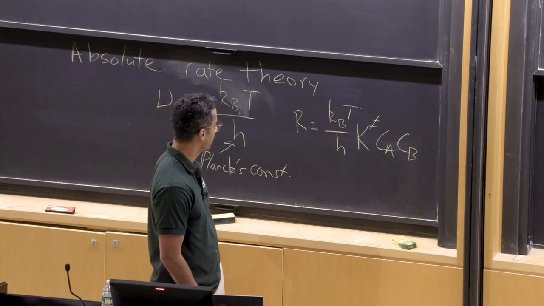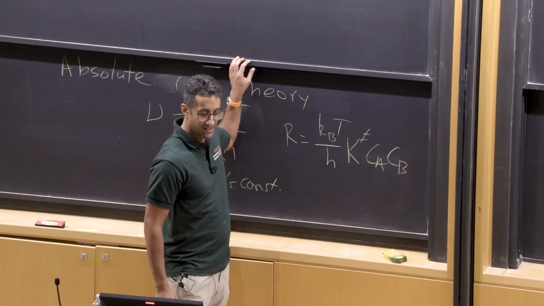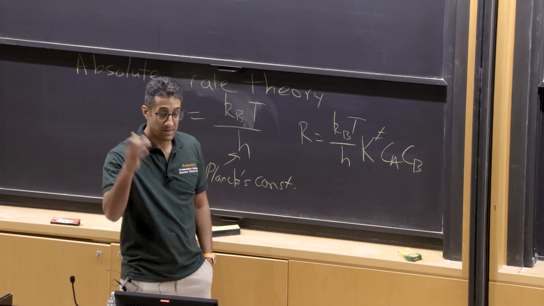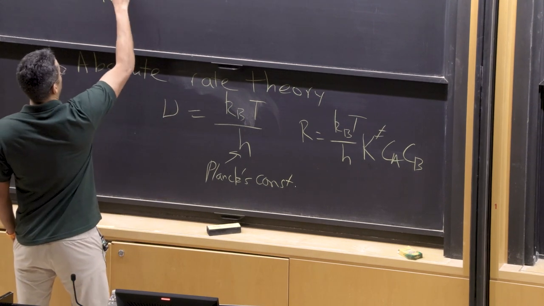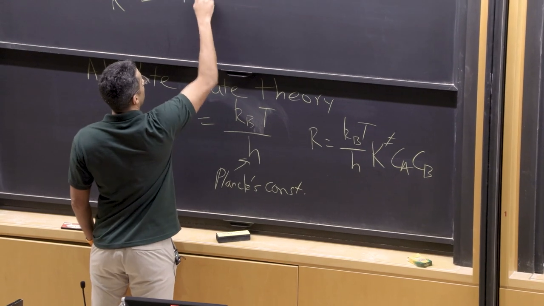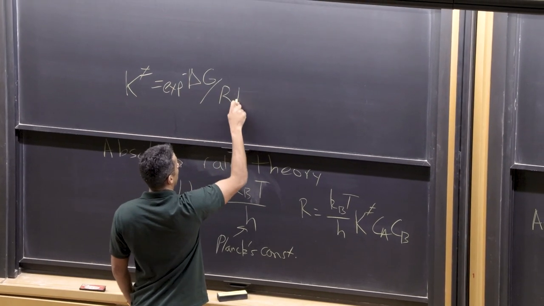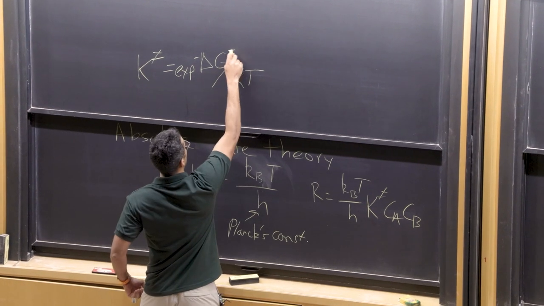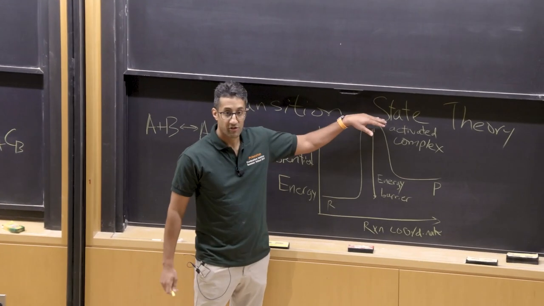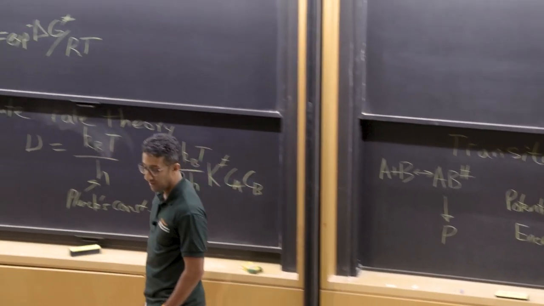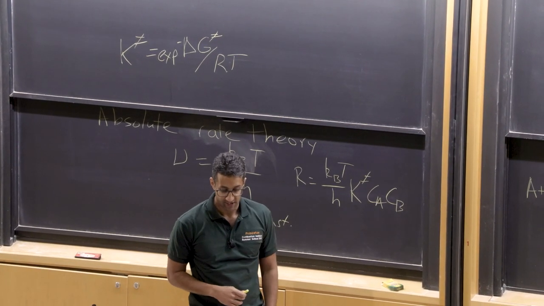So how do we get this equilibrium constant? What was the basic equation again? Any equilibrium constant is related to the Gibbs free energy of the reaction, right? So we just said any equilibrium constant is exponential of minus delta G over RT. Now this delta G is the delta G of forming the transition state from the reactants. So it's the delta G of reaction for the reaction between the reactant and the transition state, or vice versa, the product and the transition state.